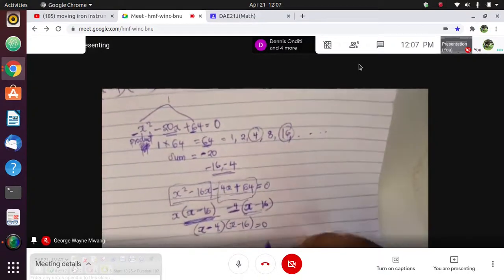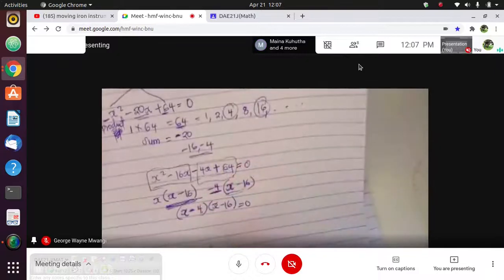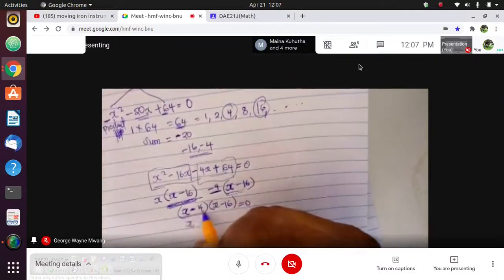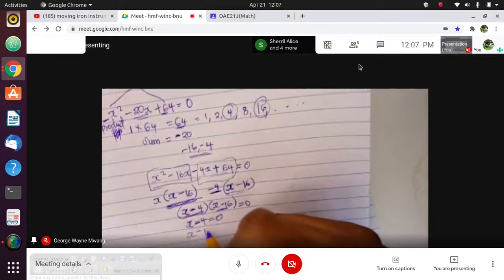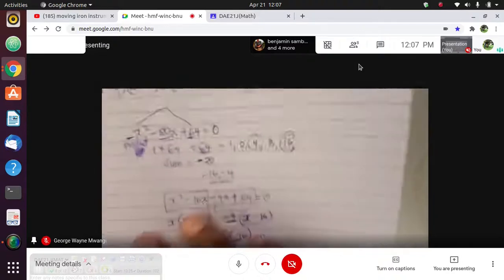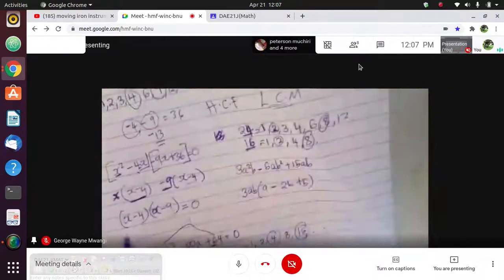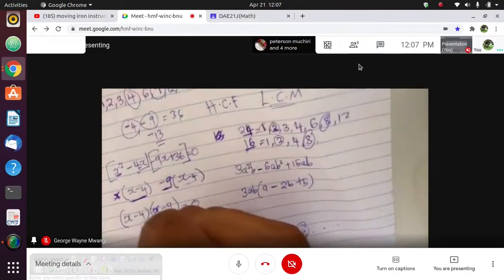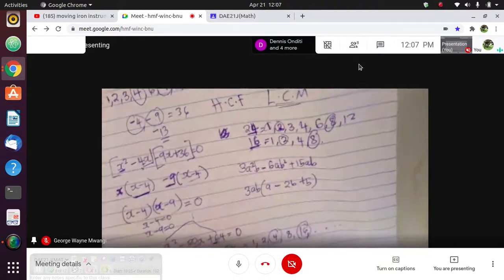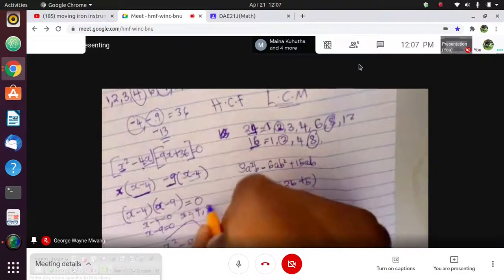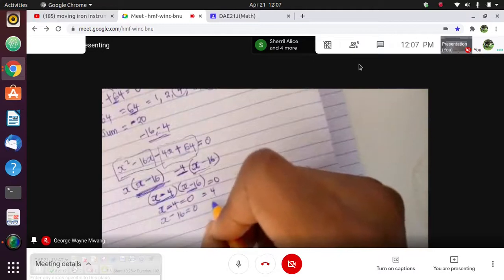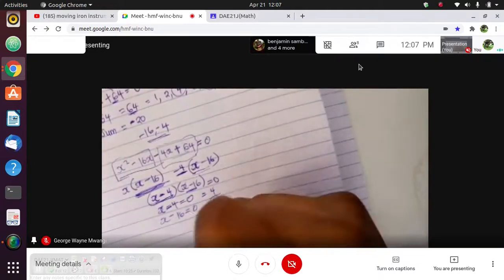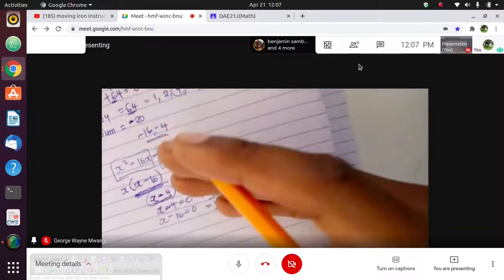Are we together? Now, if you're continuing with the question and you're told to solve the values of x, this x minus 4 will be equal to 0, and this x minus 16 will be equal to 0. The same case with our previous example. X minus 4, x minus 9 is equal to 0. So x minus 4 will be equal to 0. X minus 9 will be equal to 0. So the values of x will be 4 or 9. The same case here. Our values of x will be 4 or 16. That is how we solve a quadratic equation by factorizing it.